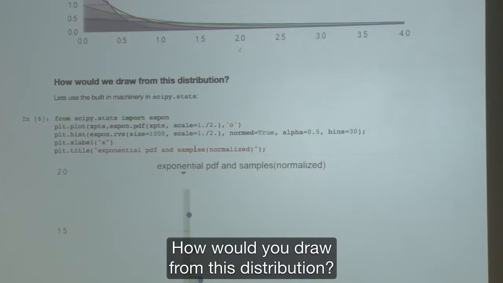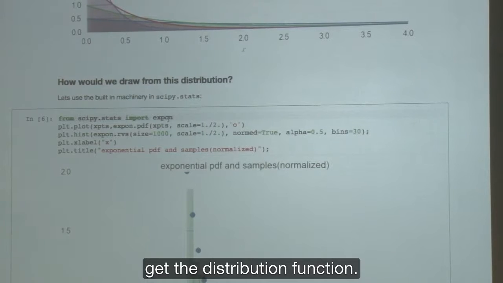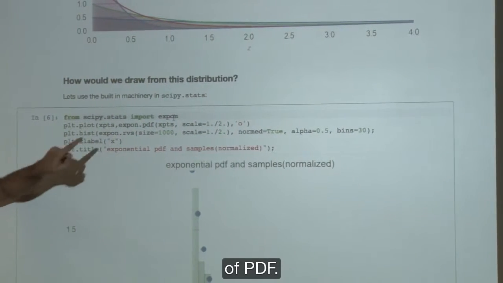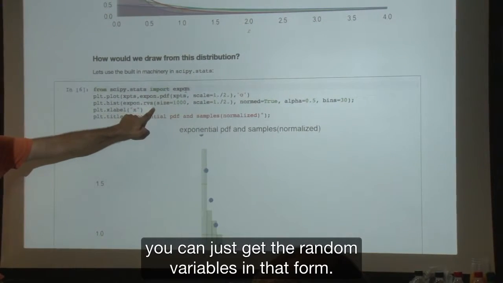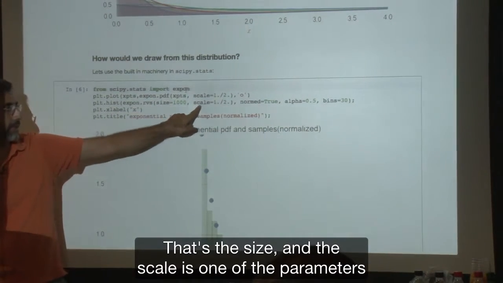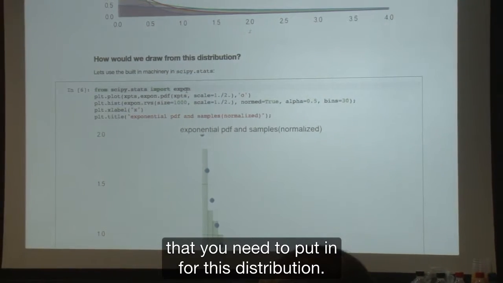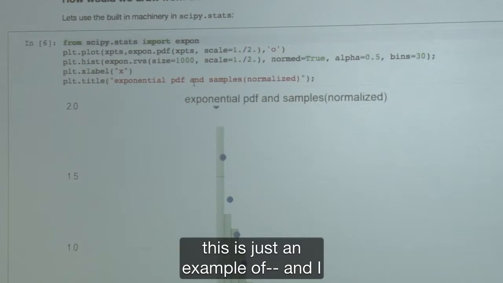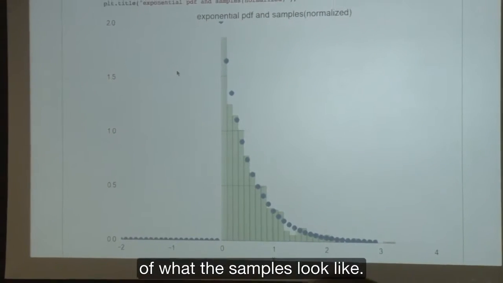How would you draw from this distribution? Again, remember we said that you get the distribution function. Then if you want the PDF, you use the distribution function's pdf. And if you need to get the random variables, you can just get the random variables in that form. That's the size, and the scale is one of the parameters that you need to put in for this distribution. So what I'm doing here is just giving you an example of what the samples look like.